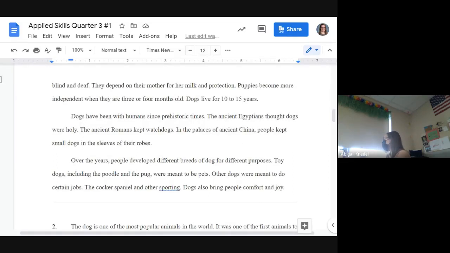Toy dogs, including the poodle and the pug, were meant as pets. Other dogs are meant to do certain jobs. The Cocker Spaniel and other sporting dogs also bring comfort and joy.